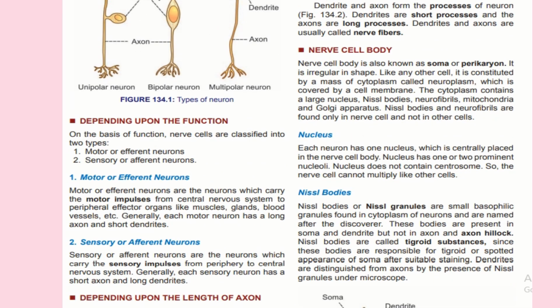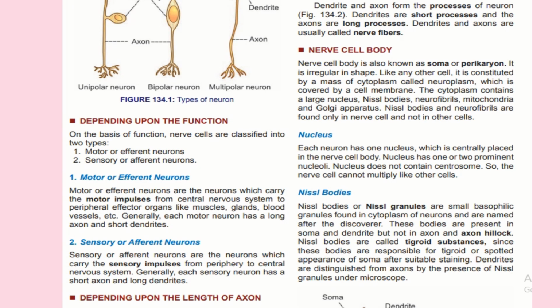Nerve cell body. The nerve cell body is known as a soma or perikaryon. It is irregular in shape like any other cell and consists of a mass of cytoplasm called neuroplasm, because it is in the brain and consists of neurons, so their mass of cytoplasm is called neuroplasm, referring to it as part of the nervous system, covered by a cell membrane. The cytoplasm contains a large nucleus, Nissl bodies, neurofibrils, mitochondria and Golgi apparatus.